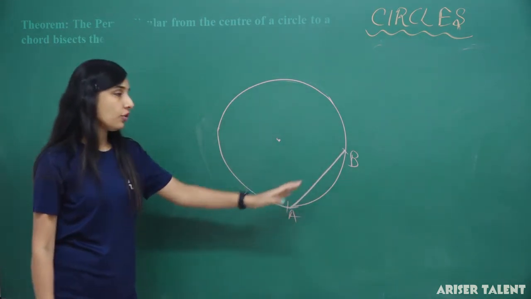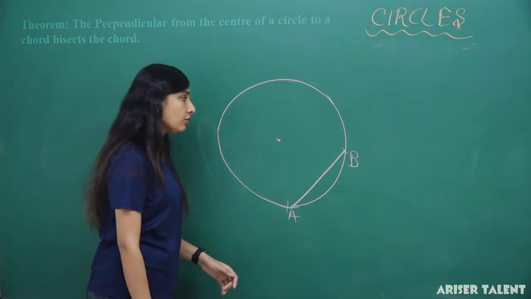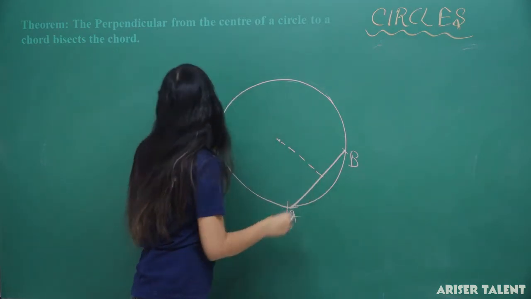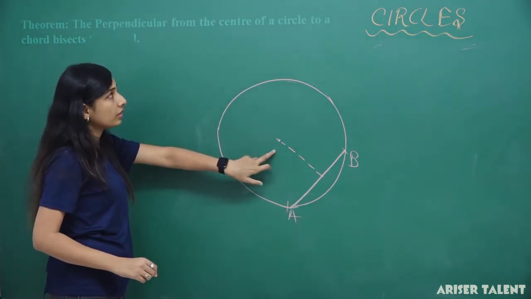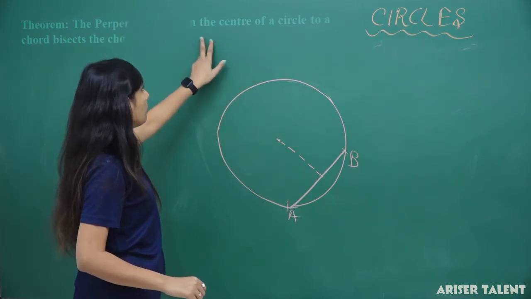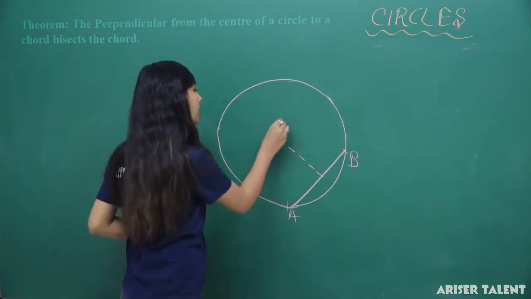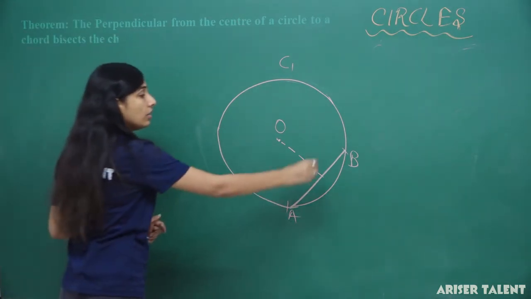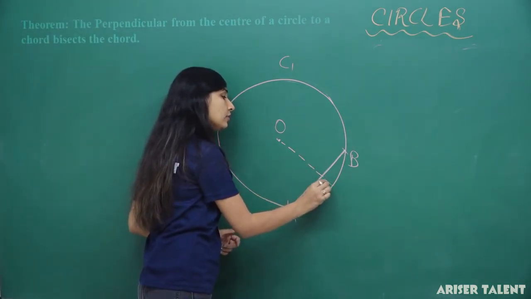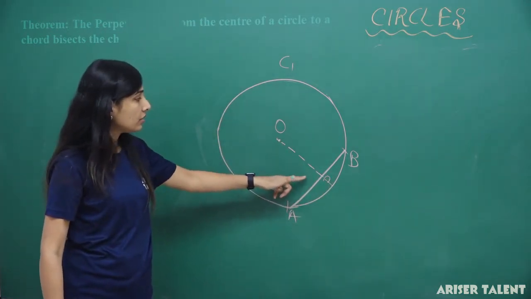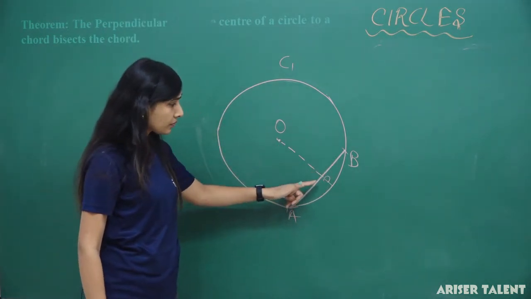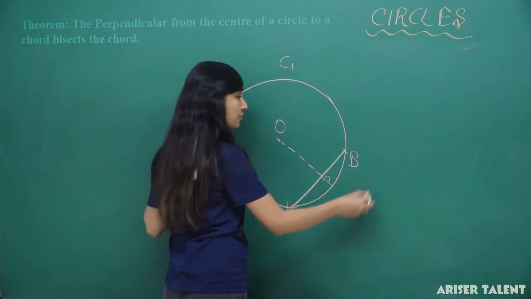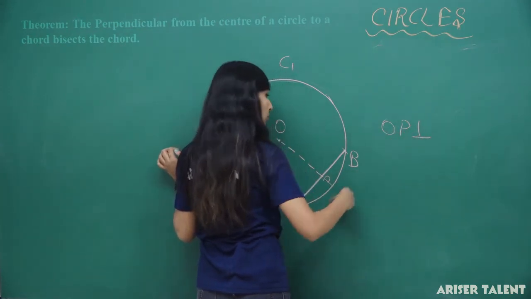Now, if this AB is your chord, it is trying to say that if I draw a perpendicular from the center of the circle, let the center be O and the circle be C1, to the chord, and let's suppose it meets the chord AB at point P, then in this situation OP will be perpendicular to AB.